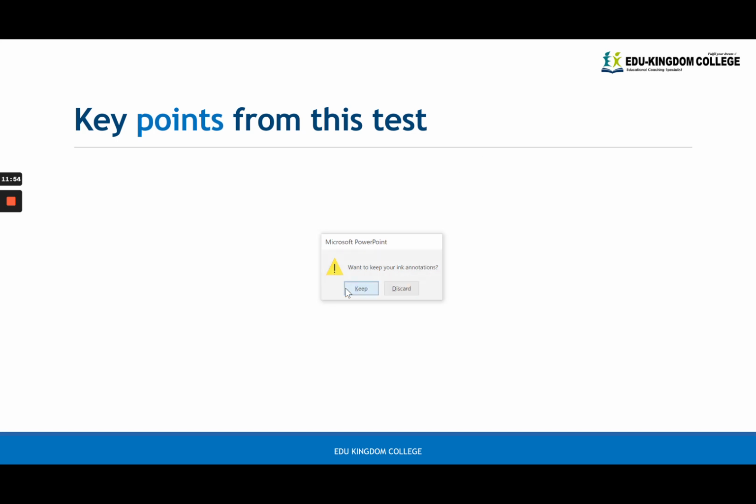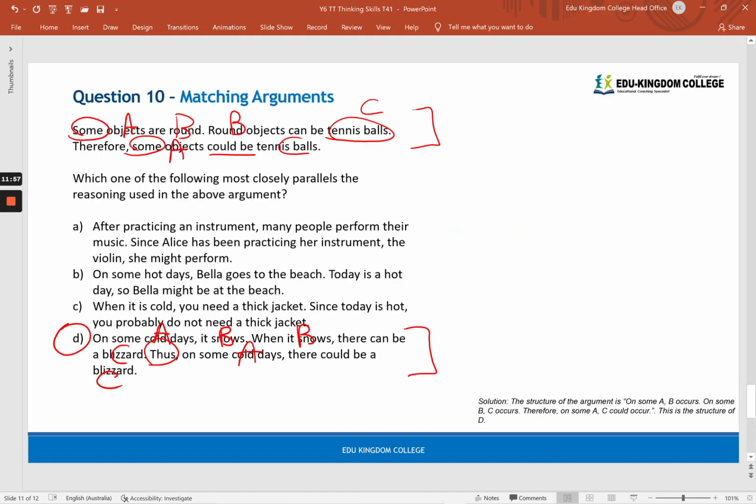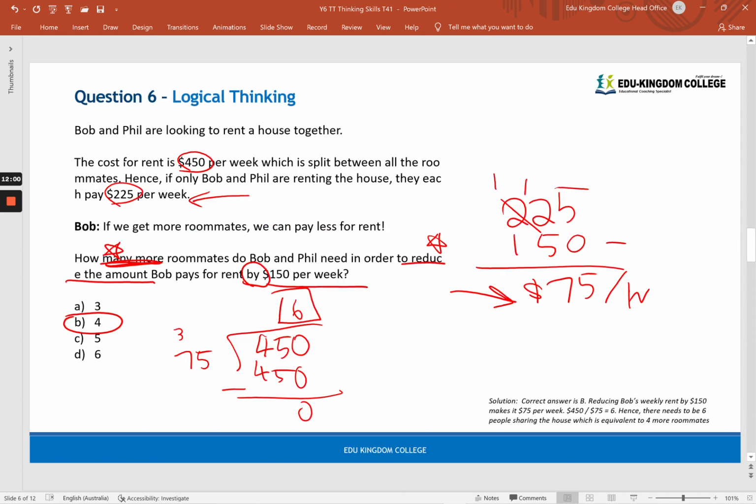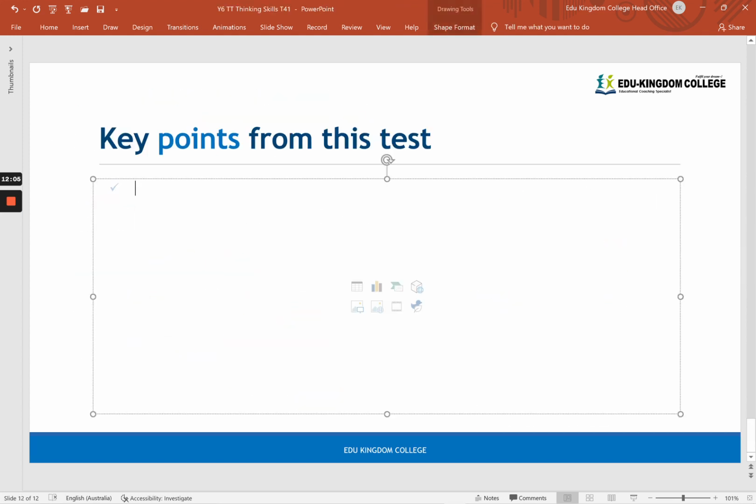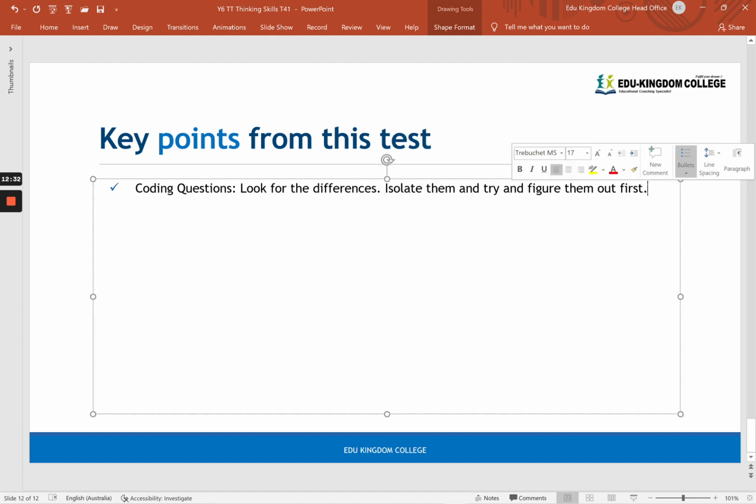Okay, so some key points from this test. Just quickly going back, we can talk about coding questions. I want you to always look for the differences. Isolate them and try and figure them out first. This is much better than getting stuck and being like, oh, I'm just going to try and check everything. I want you to look for the hints that they give you, the differences or the unique things in each of the codes, and work back from there.